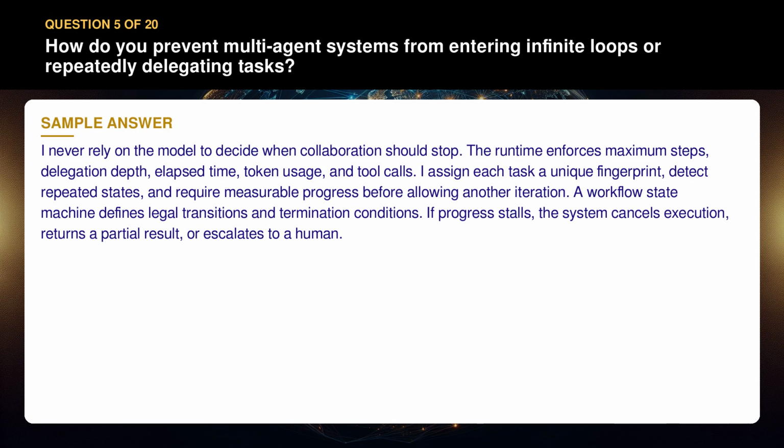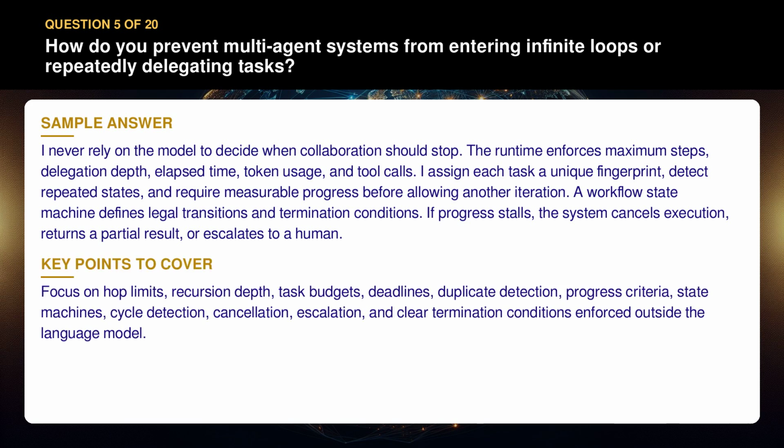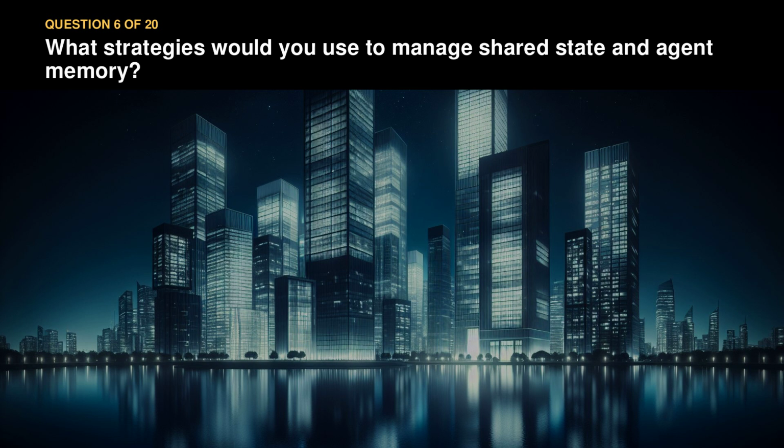A workflow state machine defines legal transitions and termination conditions. If progress stalls, the system cancels execution, returns a partial result, or escalates to a human. Focus on hop limits, recursion depth, task budgets, deadlines, duplicate detection, progress criteria, state machines, cycle detection, cancellation, escalation, and clear termination conditions enforced outside the language model.